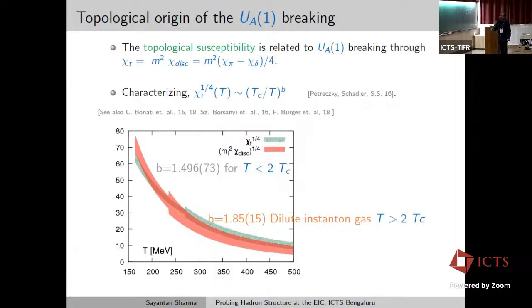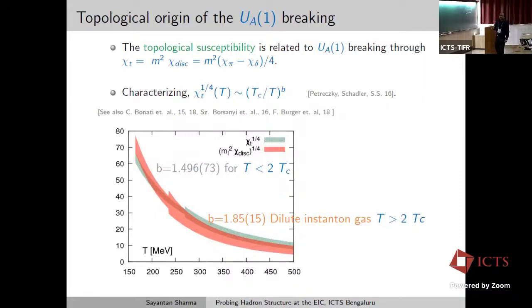And first of all, we see that these bands overlap with each other, which is a good thing because the Ward identities are satisfied on the lattice when we take the continuum limit properly. And secondly, the interesting feature is that there is a change in the slope of this quantity as we increase the temperature. So if you go beyond 2 Tc, then we can parameterize this topological susceptibility as a function of temperature with this exponent b. And this b actually tells us how strongly interacting the topological constituents in the medium are.